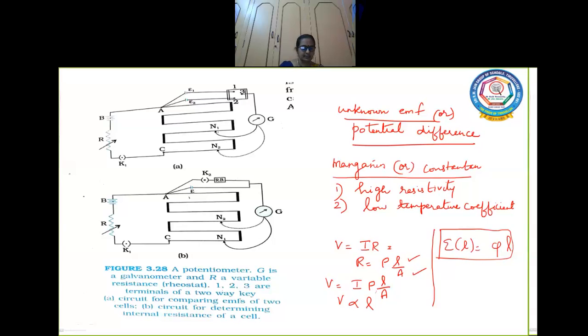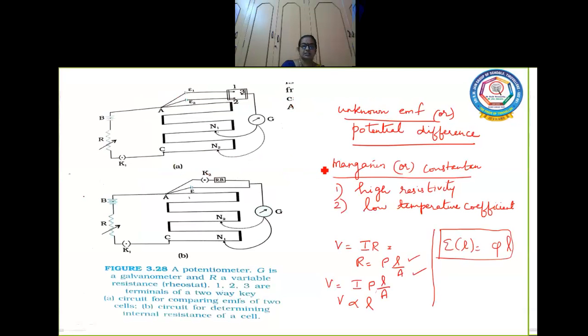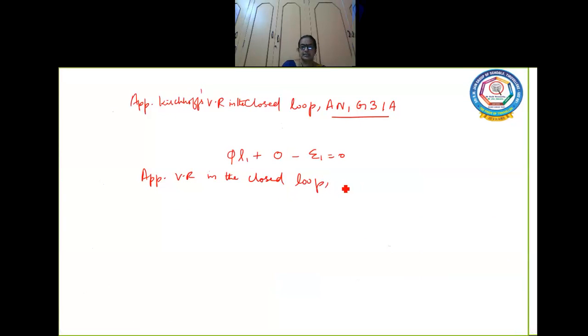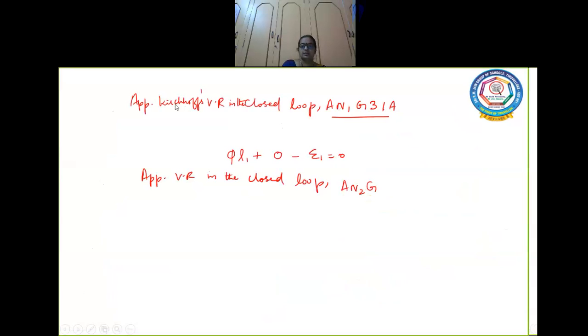So again write that. So we have again applying voltage rule in the closed loop. What is the closed loop now? Again start from, look at the diagram once again children, A to N2. So that we will write A N2. Again it will go to galvanometer, but this time which is the cell that is included? This cell is included. So it is 3 2. You have 3 2 A. Okay, so G 3 2 A.